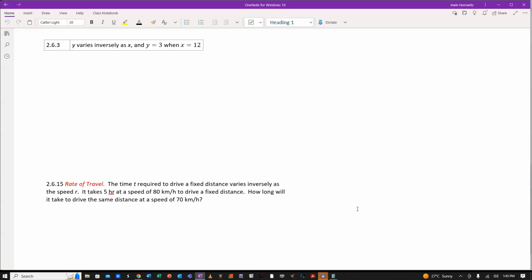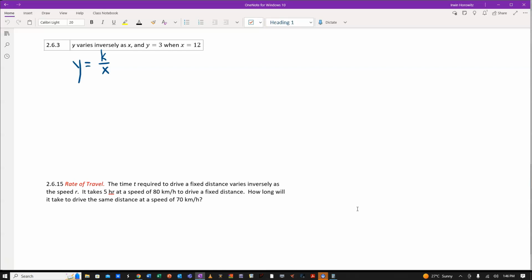Here we're given that y varies inversely as x, and that y will equal 3 when x is equal to 12. So again, in these sorts of problems, you always start with the general form of an equation. For an inverse variation, that general form will be y equals k divided by x. From there, we then substitute the values we are given for x and y in order to figure out the value for k, and then from that we can get the actual specific equation of variation for this particular problem.